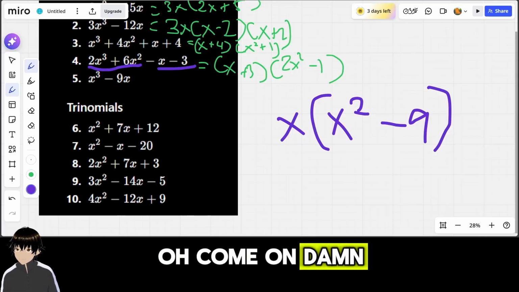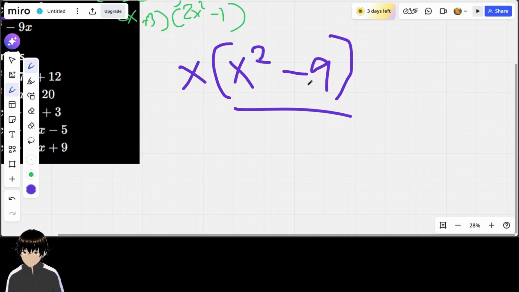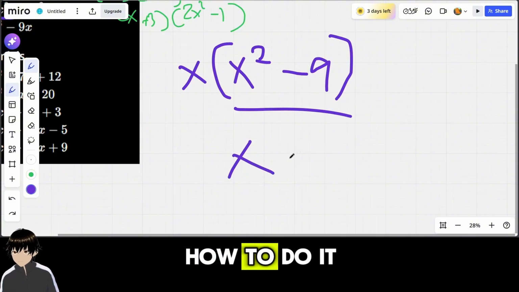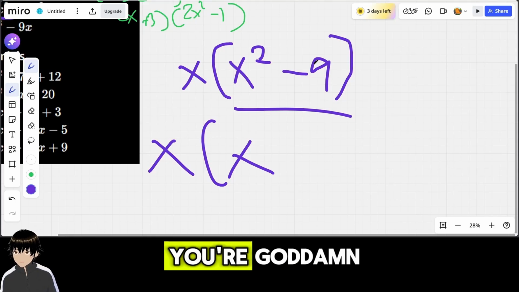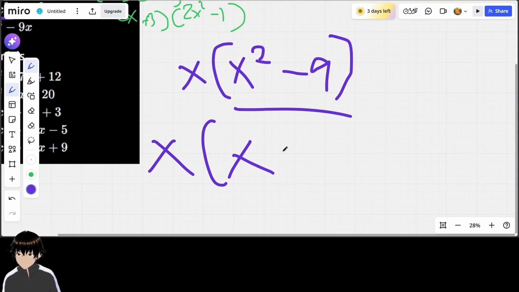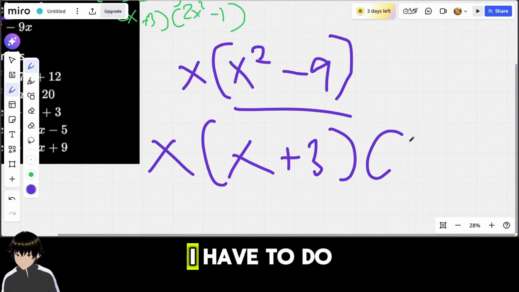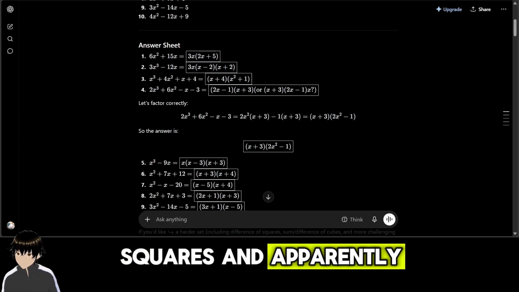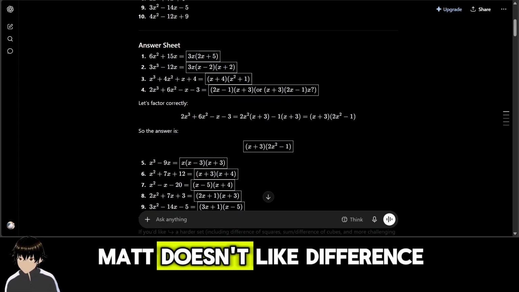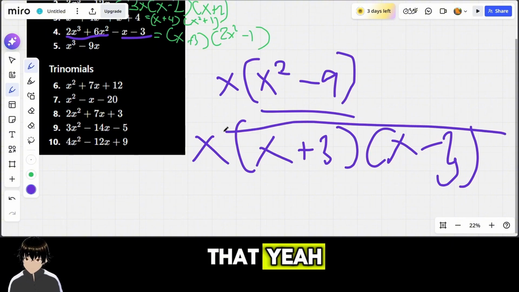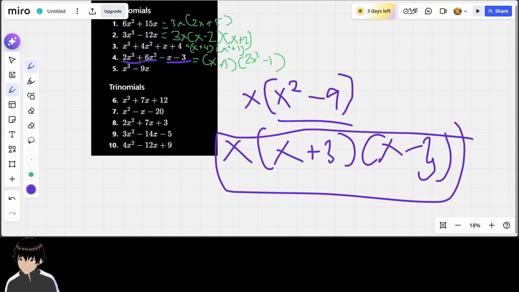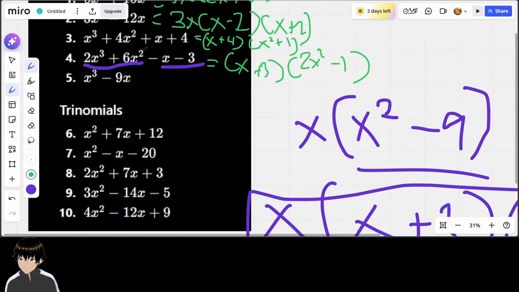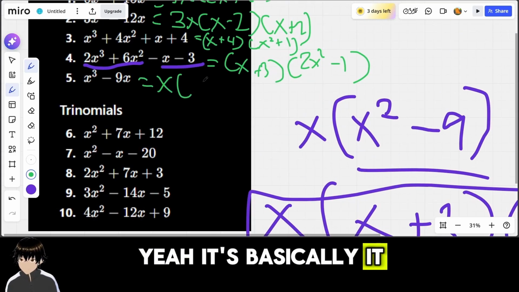Oh, come on, dang. Oh, I have to do this too. How to do that too. It's because there's a difference of squares, and apparently math doesn't like difference of squares, so we just do that. Yeah. That's the correct answer. Yeah, that's basically it.